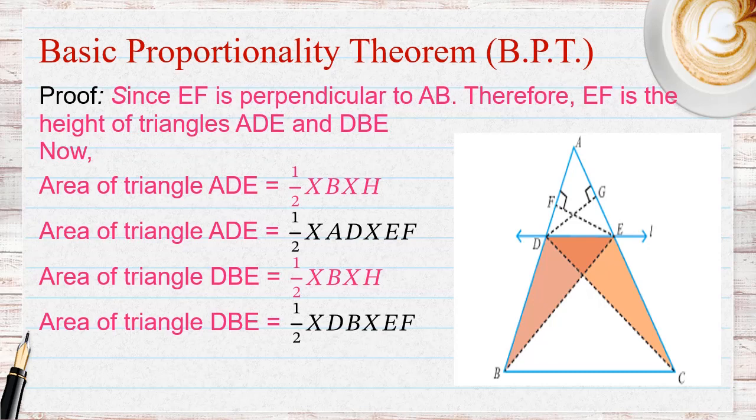Similarly, area of triangle DBE is half into base into height. We are assuming base as DB, but the height remains the same, that is EF. So area of triangle DBE is equal to half into DB into EF.